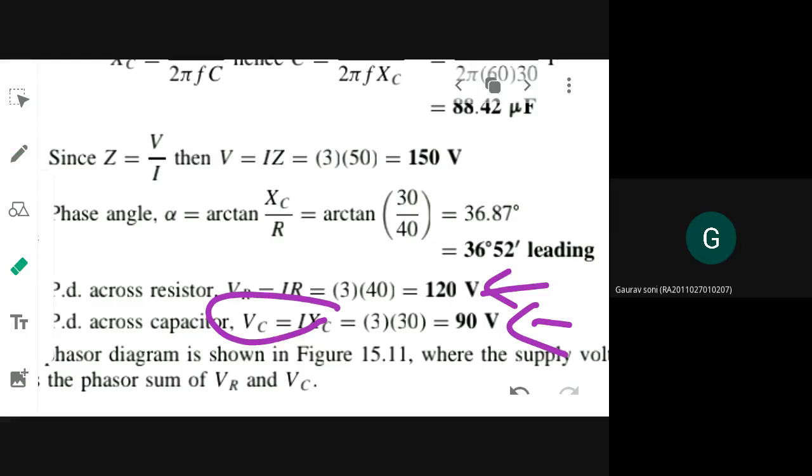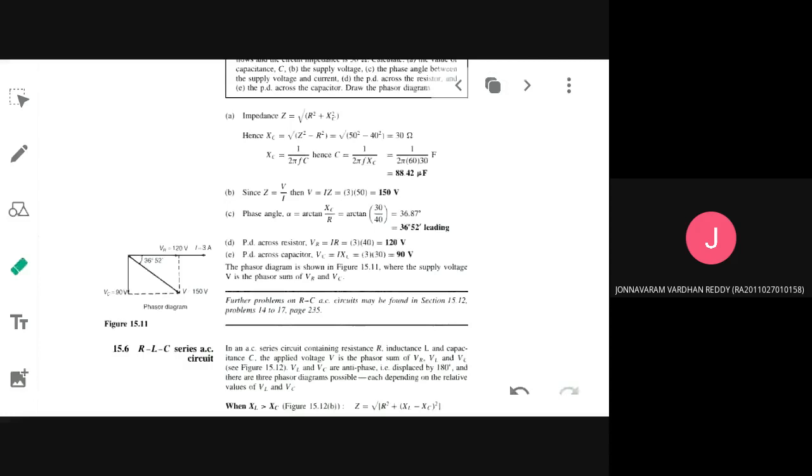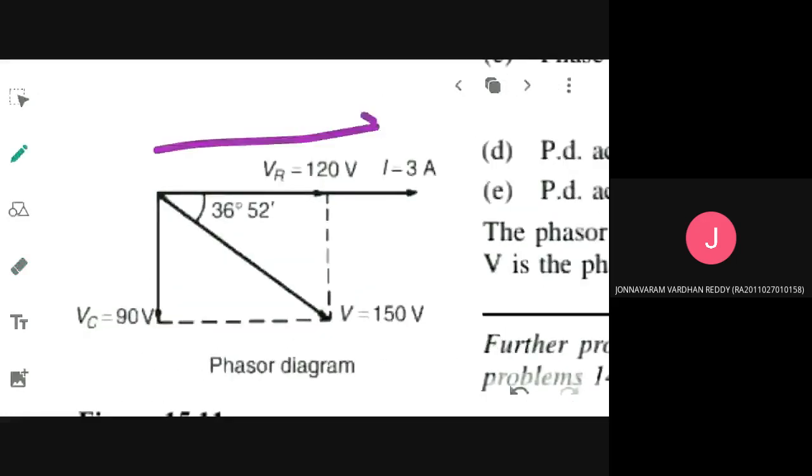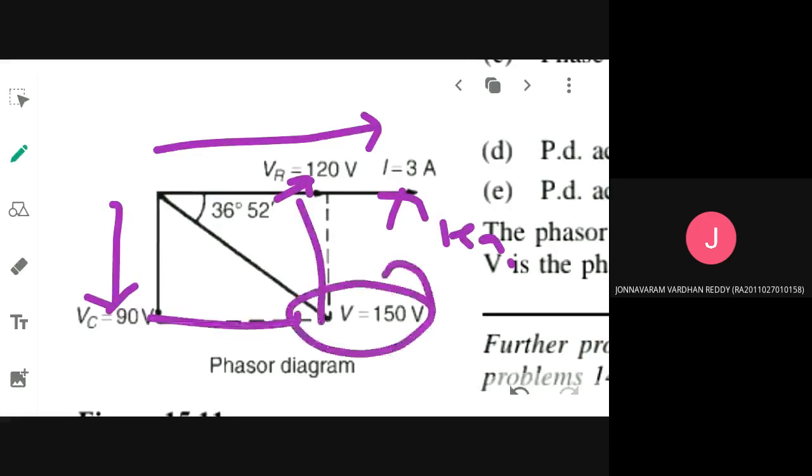Draw the phasor diagram also, like this. Current leads voltage by 90 degree. Here you have taken VR as a reference, as you already know, and here you have to draw VC, and current is leading as you can see. Then the phasor sum, if you are taking, the total supply voltage is 150.